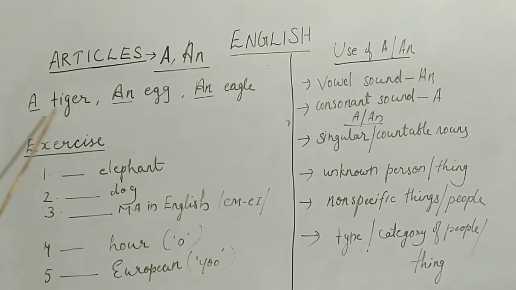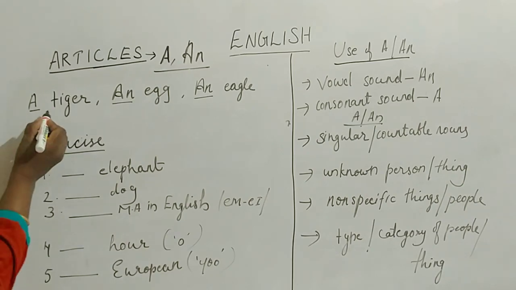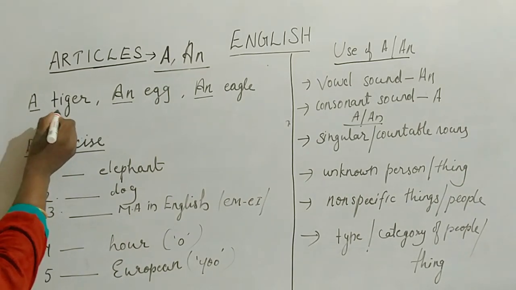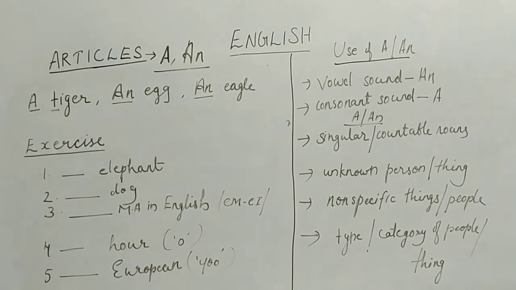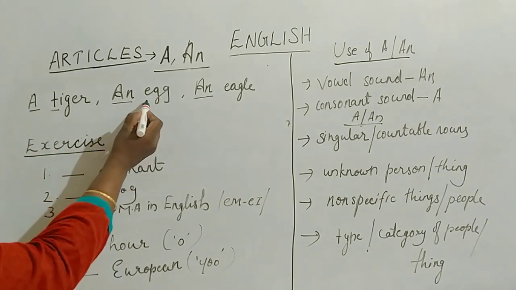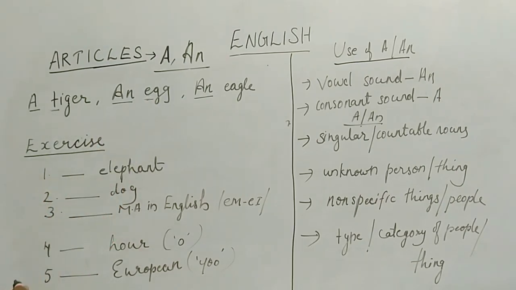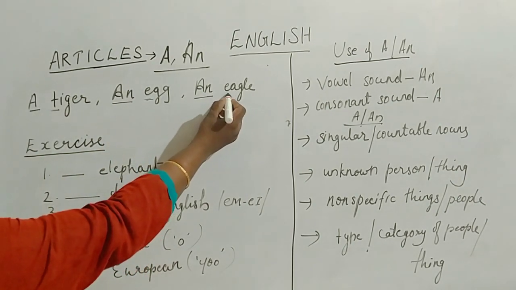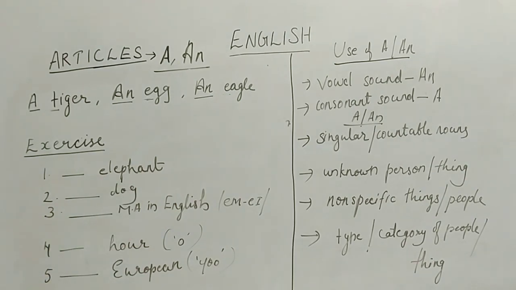For example, a tiger. Here the word starts with the letter T and its sound is T. It's a consonant sound, so we can use a tiger. Second example, egg. Here the beginning sound is a. It's a vowel sound, so we have to use an egg. Here again the letter is E and the sound is E. So the beginning sound is E. It's a vowel sound, so we have to use an.